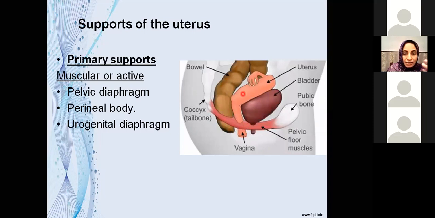Why is this prolapse common in females? The reason is, can anybody tell me the reason? What could be the reason for this loss of support? The most common reason? Yes, Gayatri, please. Can I get the answer from Gayatri, roll number 104?